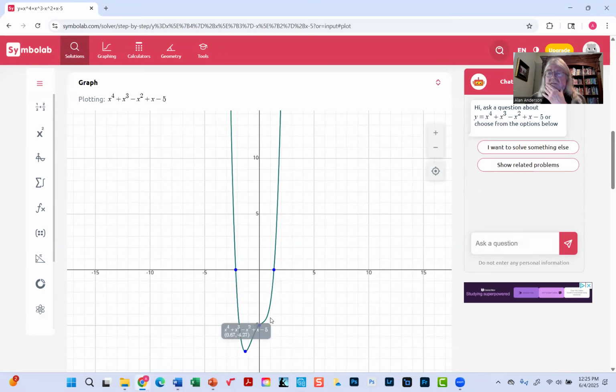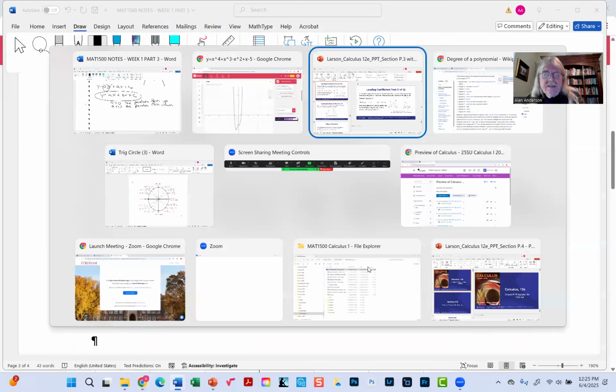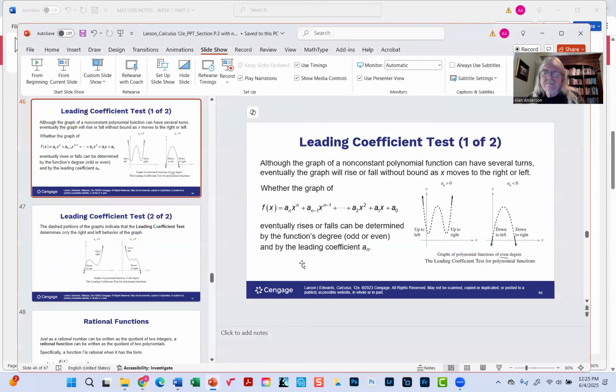Yeah, the bottom looks a little strange, but it does have that same basic property. It falls for a while, and then after that, it rises, and it continues to rise forever. If I were to make all these terms negative of what they are now, it would just flip the whole thing upside down. Now, this is for even polynomials with an even order or degree. What about odd?